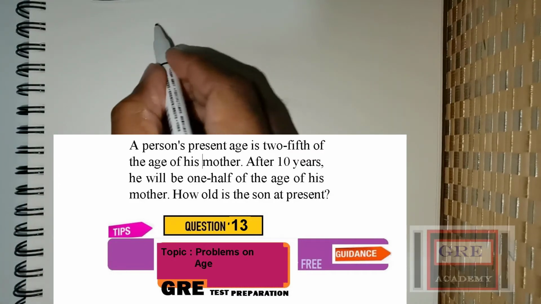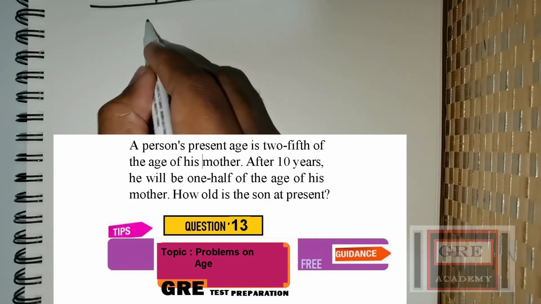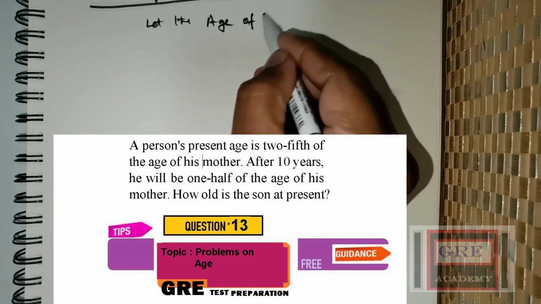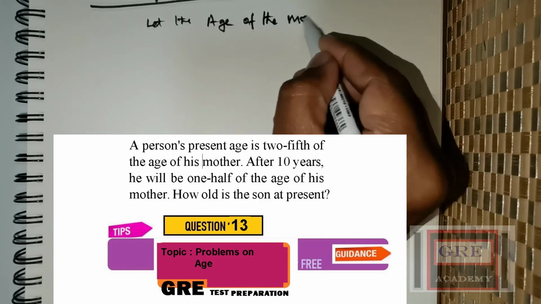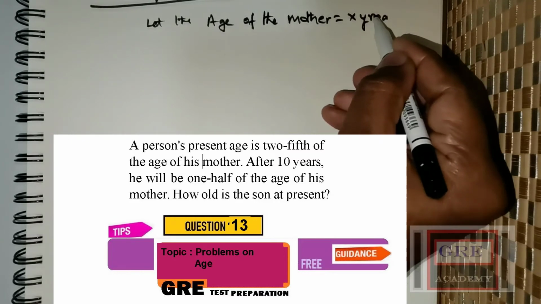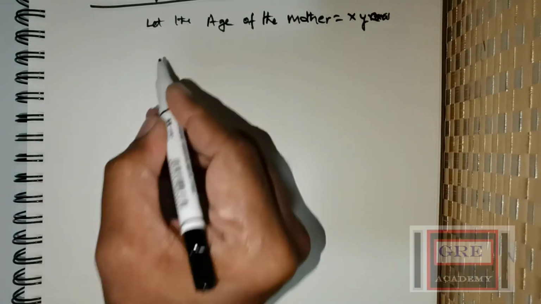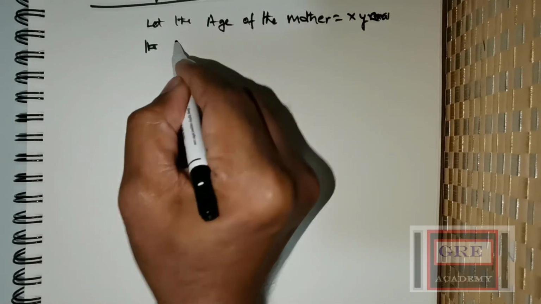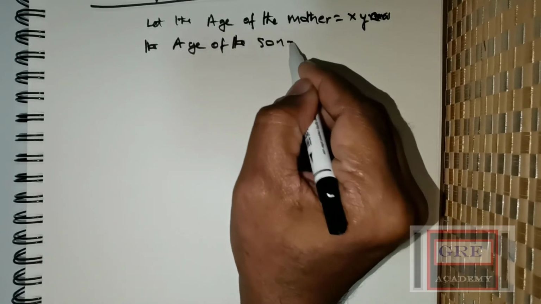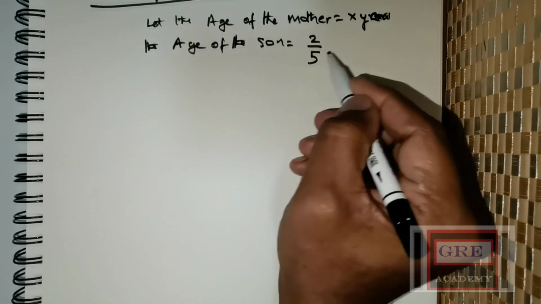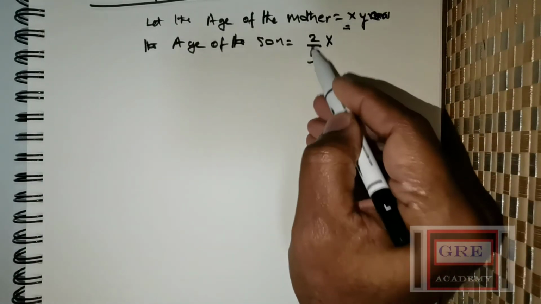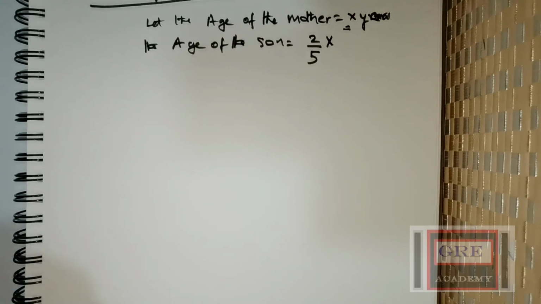So what we would do is start off by assuming, let the age of the mother be equal to x years. Okay, x years. Now the age of the son is 2/5 the age of the mother. So the mother's age is x and the son's age is 2/5 the mother's age.